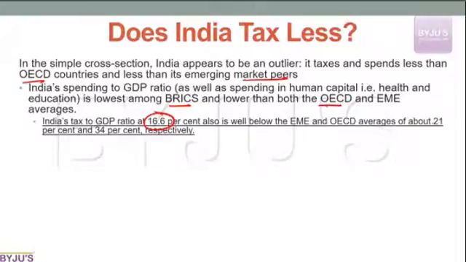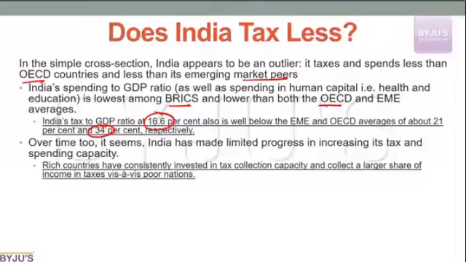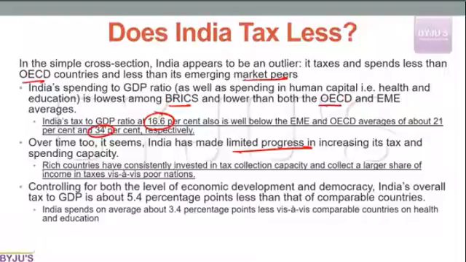India's tax to GDP ratio is 16.6%. The OECD average is around 34%. And India has also made limited progress. India has not been progressing properly. The rich countries have invested in tax collection capacity, and more people are brought under the tax net.